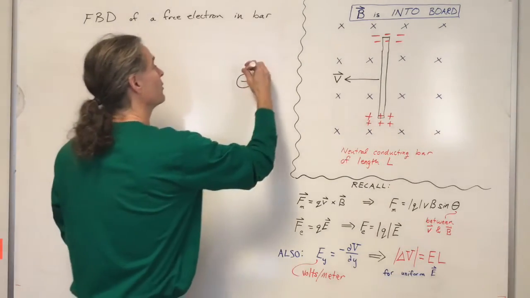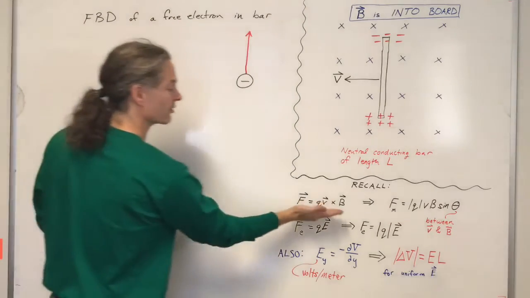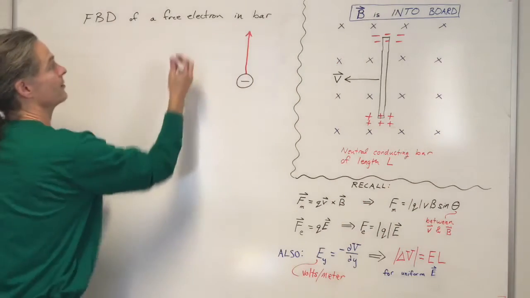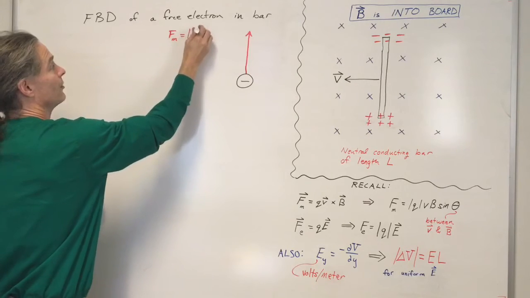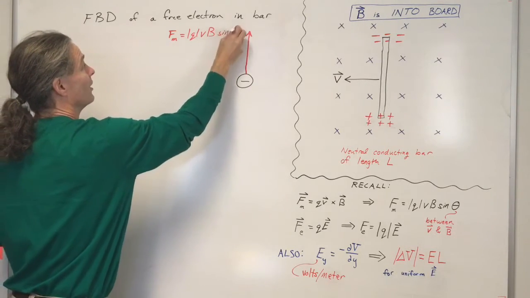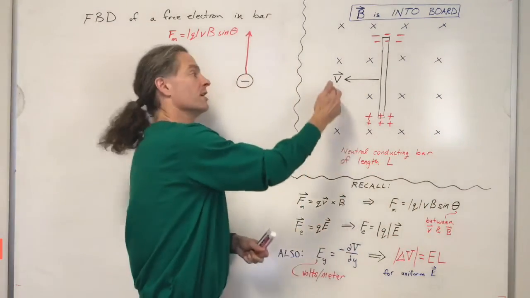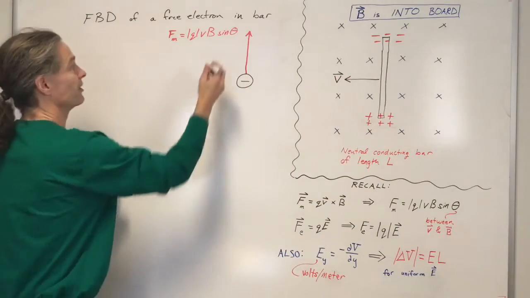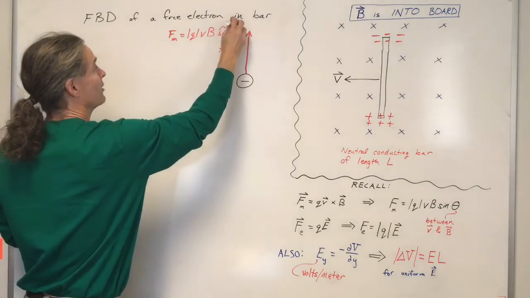As discussed earlier, we've got a magnetic force toward the top of the bar. Now this is the vector expression for that magnetic force. Here's the magnitude of that magnetic force: Q V B sine theta. Now, theta is the angle between the direction of the velocity and the magnetic field, 90 degrees in this case. So sine of theta is 1.